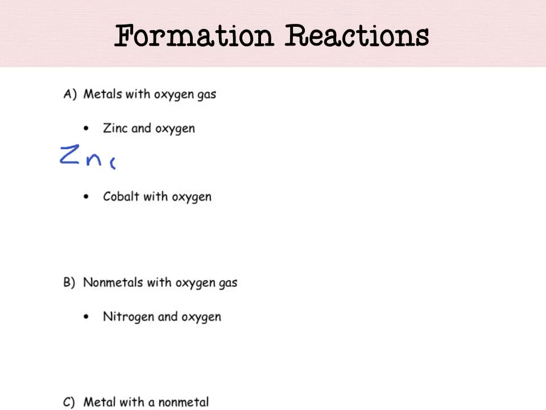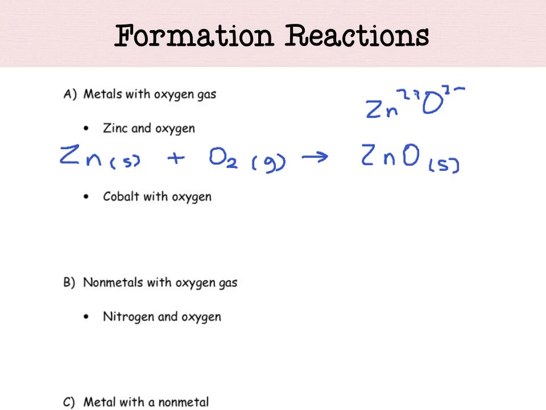Now zinc is a transition element, but zinc as an ion can only have one charge. Therefore, when these two elements come together and they collide and react, zinc will lose electrons and oxygen will gain them, and you're going to end up with zinc having a 2+ charge and oxygen having a 2- charge. They are balanced, therefore there's no need to crisscross the subscripts. You're going to get ZnO as a solid.